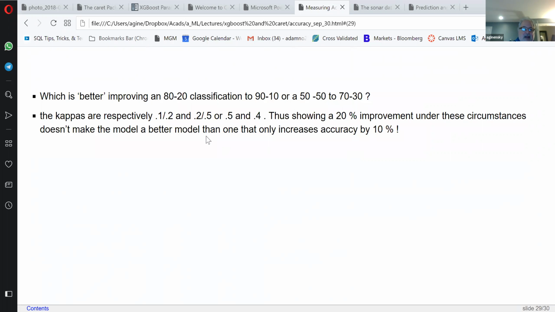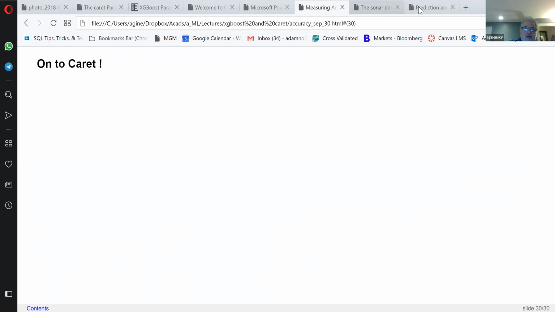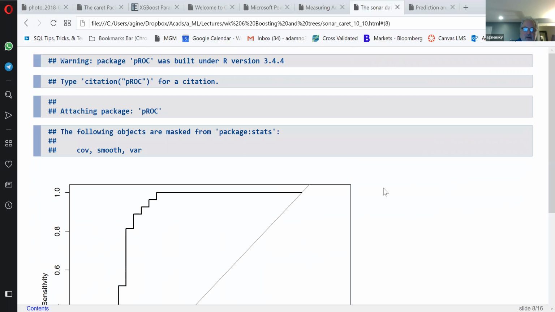Okay. On to caret. I kind of feel like I promised you some caret, so let's do some caret. I want to do it a little quickly, so stop me if I'm going too fast, because I want to get to the use of caret and gradient boosting. Okay.